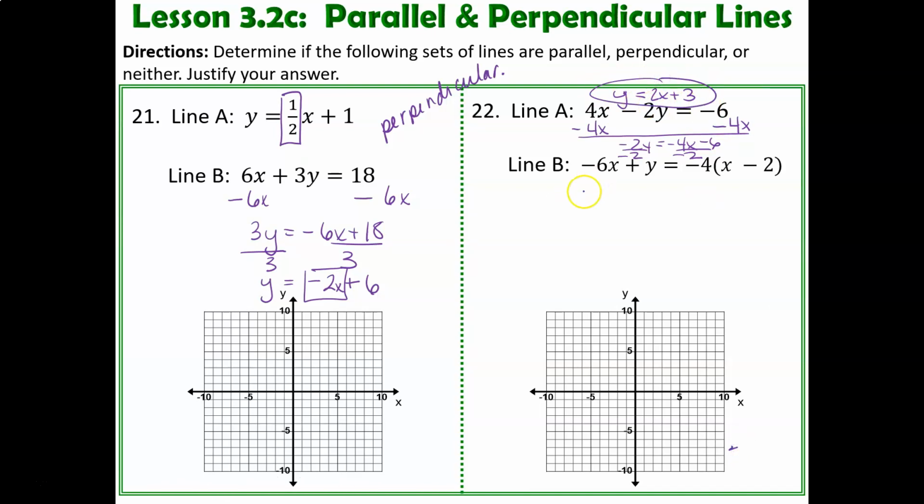Down here, we've got a little bit more work. We have to distribute. Negative 4 times x is negative 4x. Negative 4 times negative 2 is 8. So I'm going to add 6x. So I have y equals 2x plus 8. So these are both 2. That makes them parallel because they have the same slope.